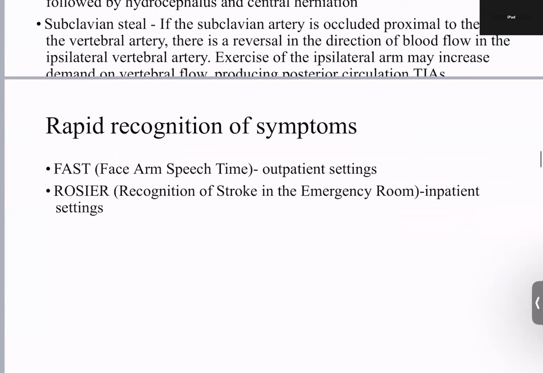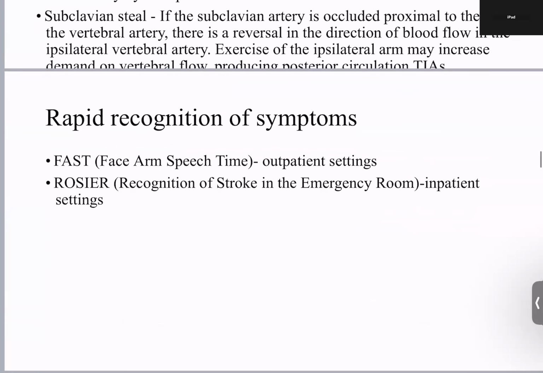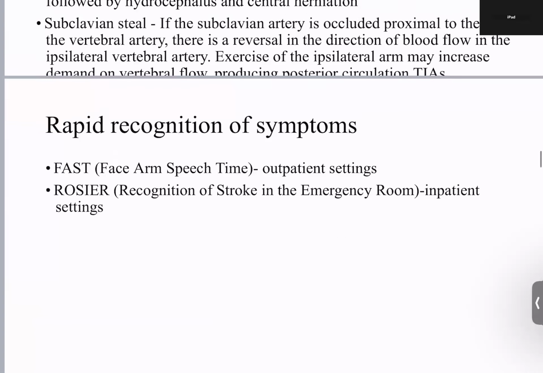Subclavian steal. If the subclavian artery is occluded proximal to the origin of the vertebral artery, there is a reversal in the direction of the blood flow in the ipsilateral vertebral artery. So exercise of the ipsilateral arm may increase demand on the vertebral flow, which can produce a posterior circulation TIA. Another notable point.